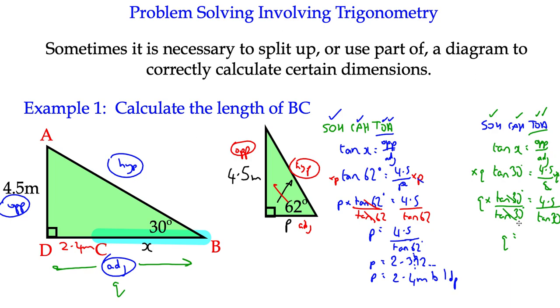4.5 divided by tan 30 on my calculator, 7.794, which rounds to 7.8 meters to 1 decimal place. Okay, so we've worked out that the whole base is 7.8 meters. We know that the first part from D to C is 2.4, so there's only a little bit of working out required. I'll just try and move this up a little bit.